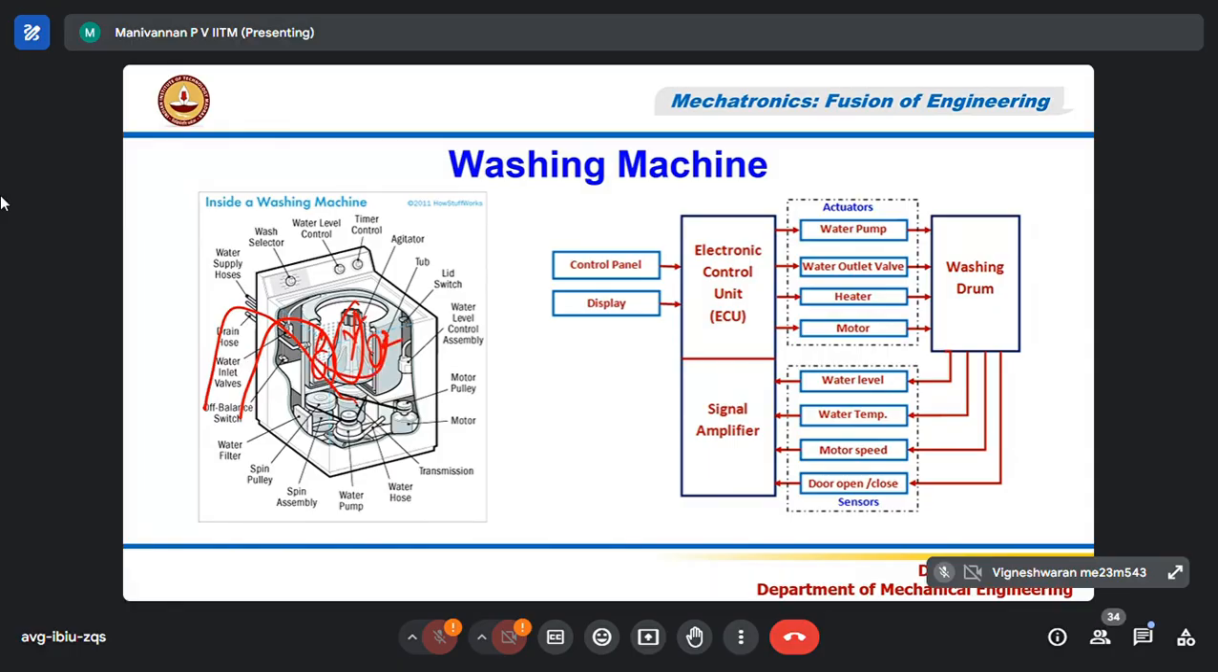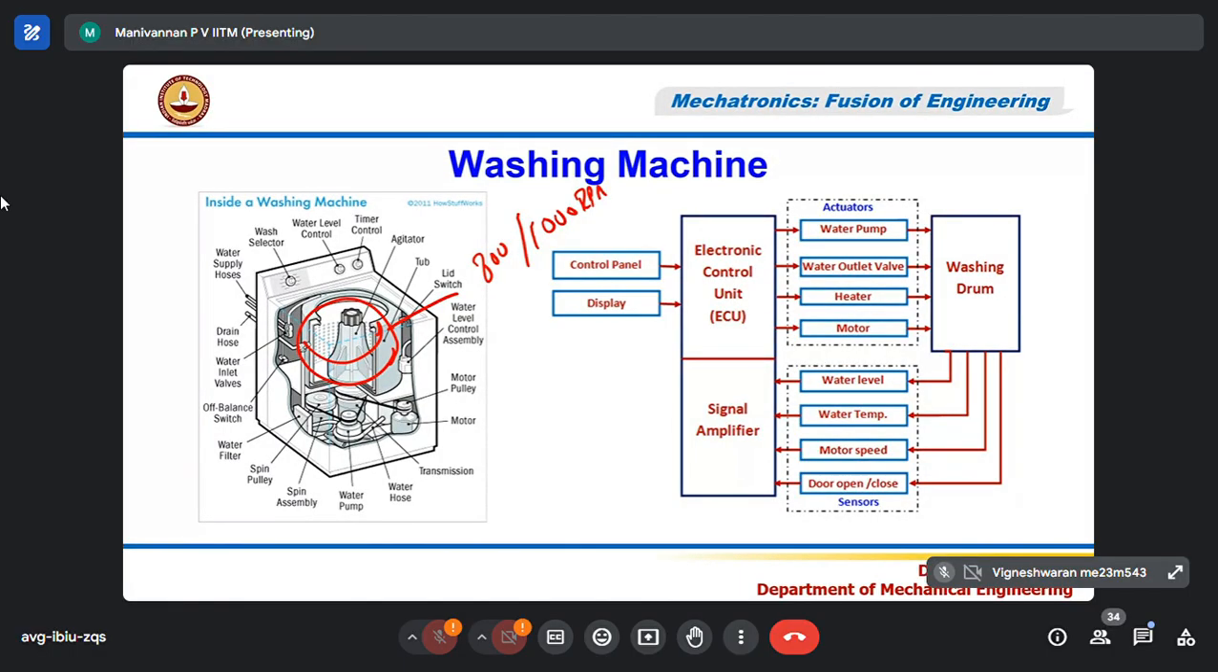The drum will rotate at high speed, maybe 800 to 1000 RPM. That is called the drying cycle. There is the washing cycle, the rinse cycle, and the drying cycle. During the drying cycle, the drum alone will rotate at high speed. During washing, this one will rotate only 180 degrees clockwise.